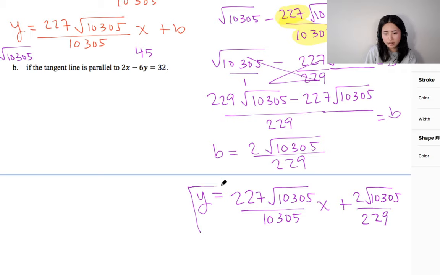Great. Okay, cool. So that's our equation of the tangent line, not your typical tangent line. So what I mean by that is typically if you're looking at a tangent line, it's pretty straightforward like this, but this is actually pretty hard, I would say. Okay, cool.